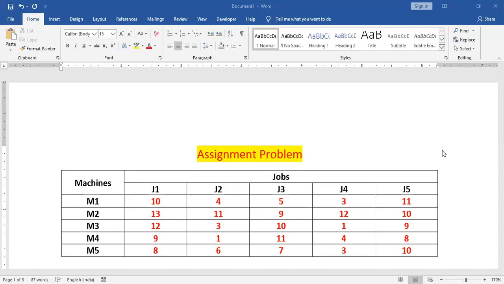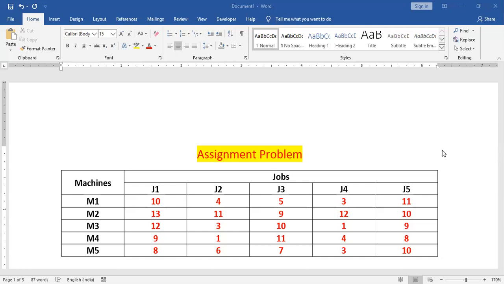Basically, in an assignment problem, we have to assign a person to their job, a person to their territory, and the assignment problem is either related to minimization or maximization, based on the payoff matrix, right? For example, in this case, we have 5 machines and 5 jobs.